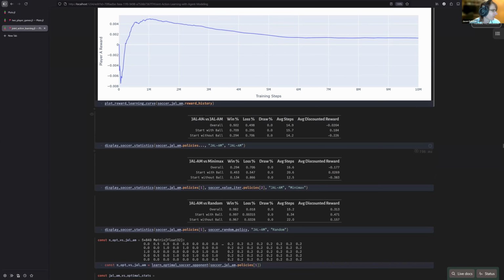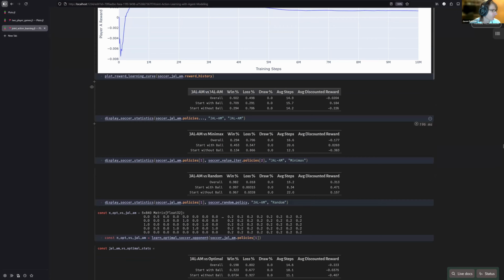So here are the statistics of this joint action learning. And it's pretty close to even, actually. Playing against itself, it wins half the time, and it still has a slightly non-zero reward here. And then versus the minimax policy, we can see that because this is an estimation technique, if we actually play this against the exact solution, it has a negative reward, because the minimax solution will always outplay this and do better.